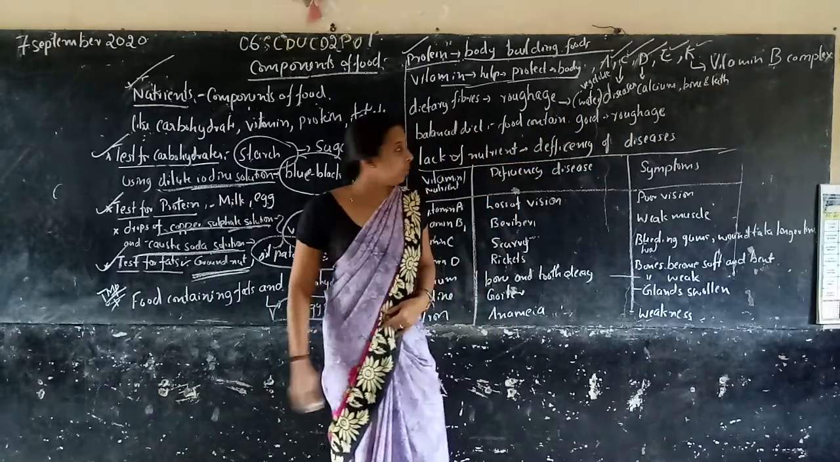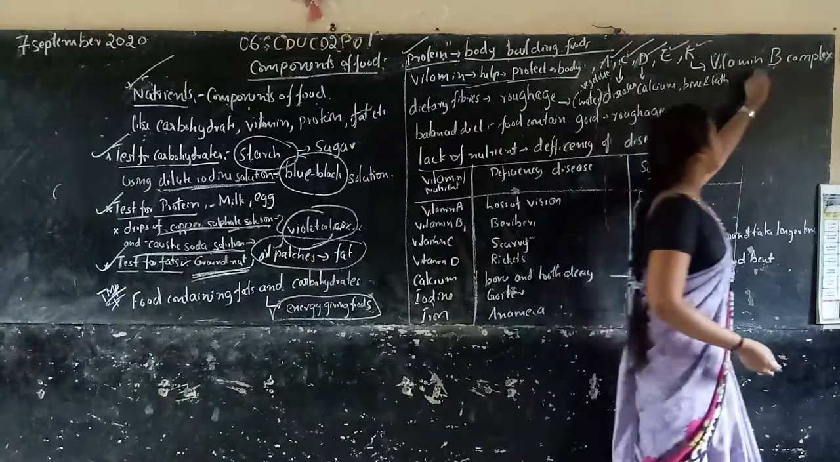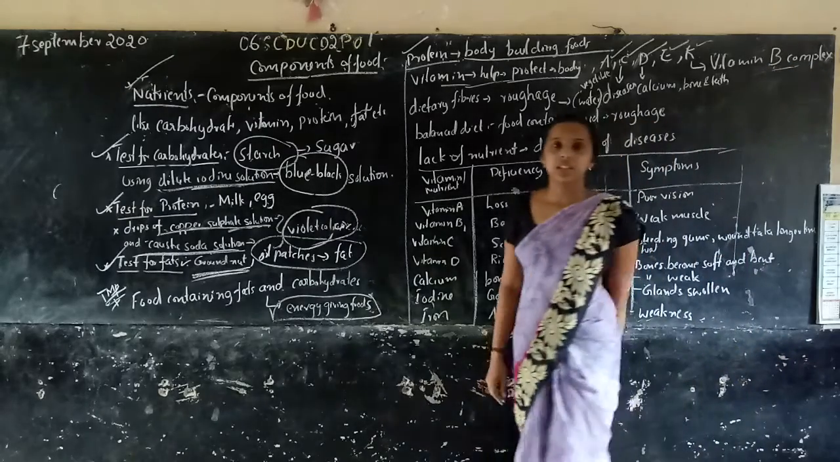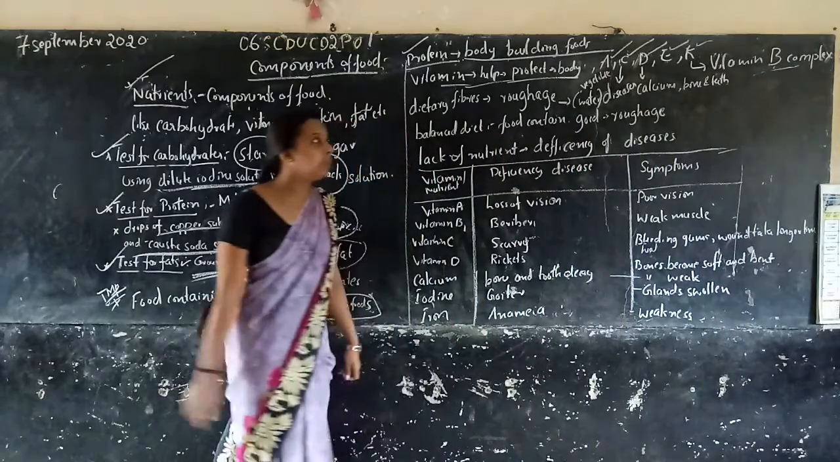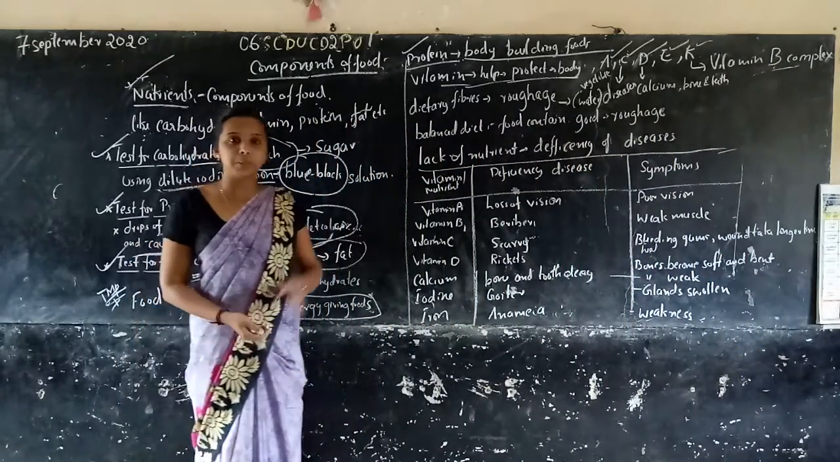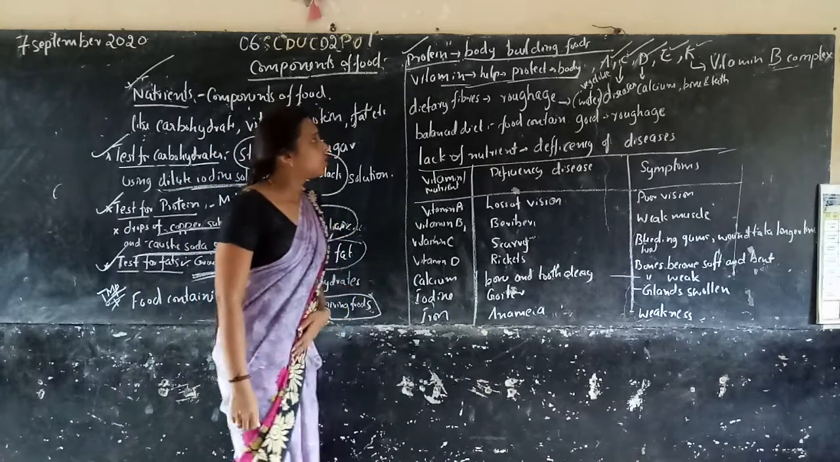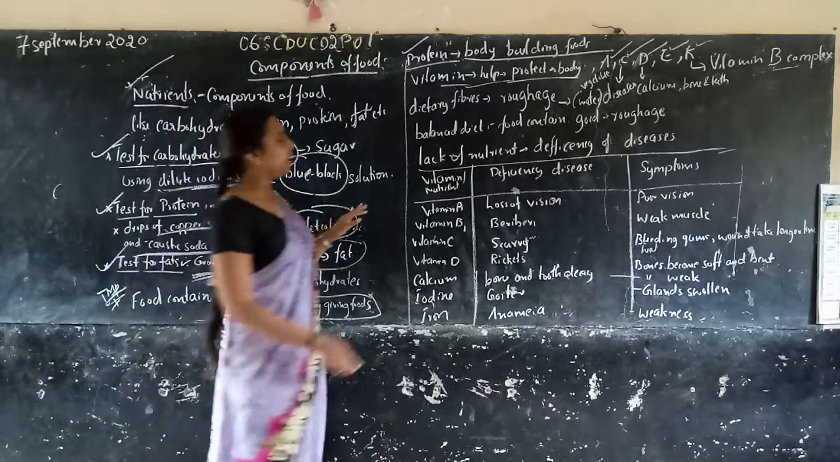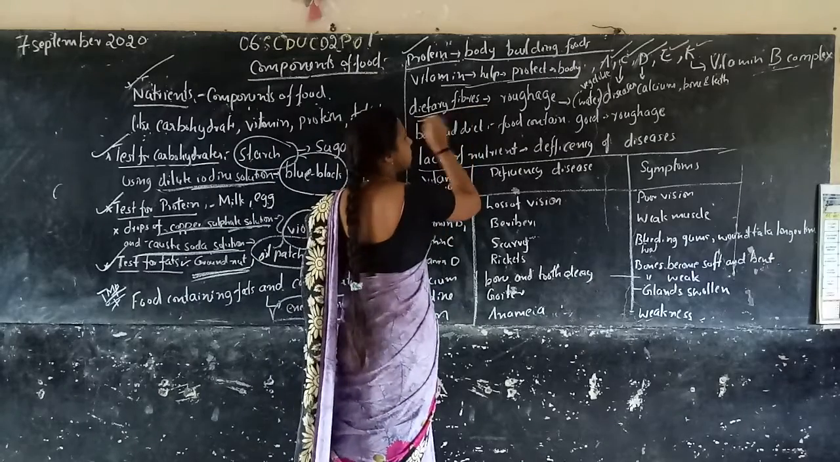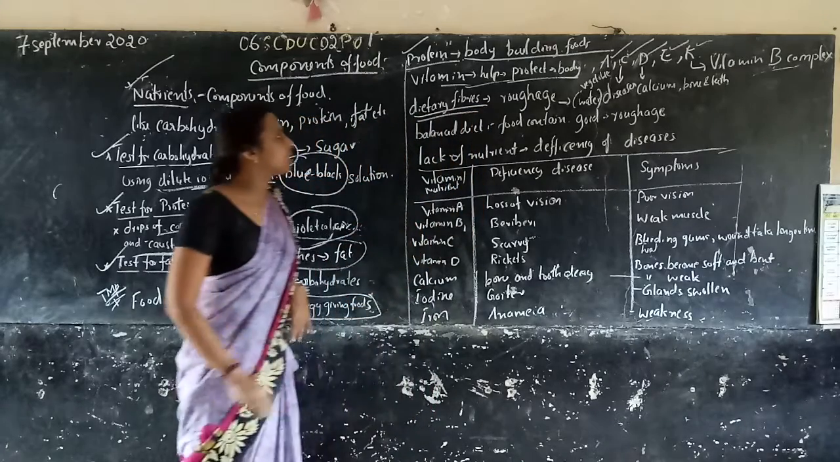Such vitamins we call a vitamin B complex. They contain vitamin A, C, D, E, K. Okay. So next, dietary fibers. What is this? Dietary fibers.